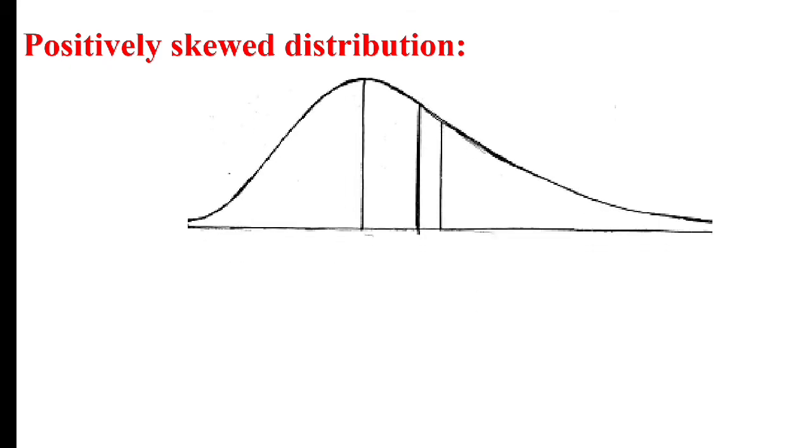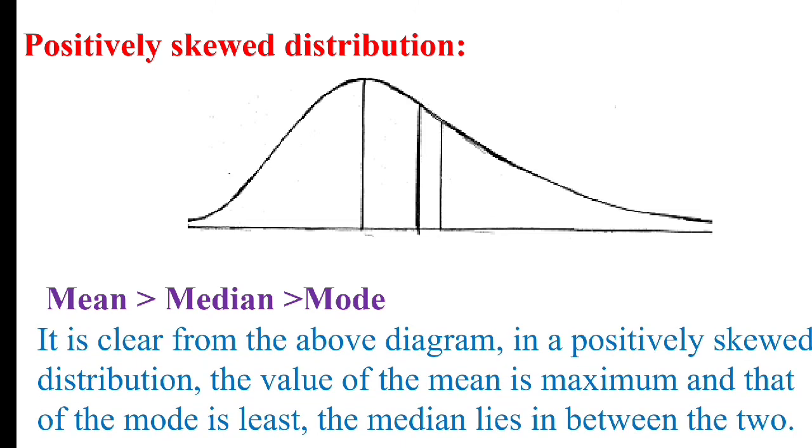In this one, the right side will be extended and the left side will be normal. The right side will be extended, and its values lie in that place. Here the mean is greater than the median, and the median is greater than the mode. We can say the positive side is being skewed. That means it is not a proper bell shape. The value of the mean is maximum and the mode will be least. The median always lies between the mean and the mode.